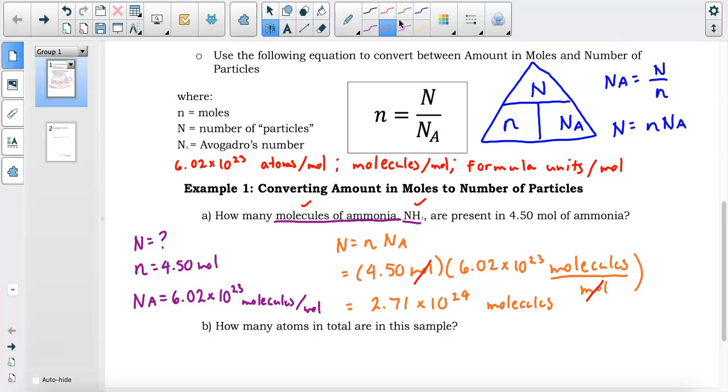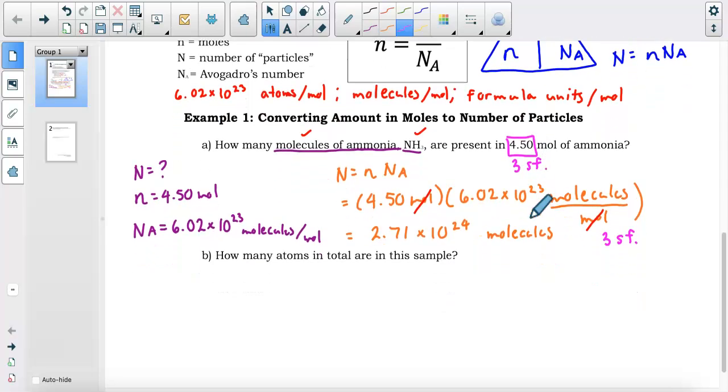And this is where you need to look at your significant digits. Right here we have 4.50. That's the information that's given. That's 3 significant figures. So our answer must also be in 3 significant figures. Okay, so in 4.50 moles of ammonia, there are 2.71 times 10 to the 24 molecules. Very large number, very messy to work with, which is why we like using these moles, because it keeps it nice and simple for us.